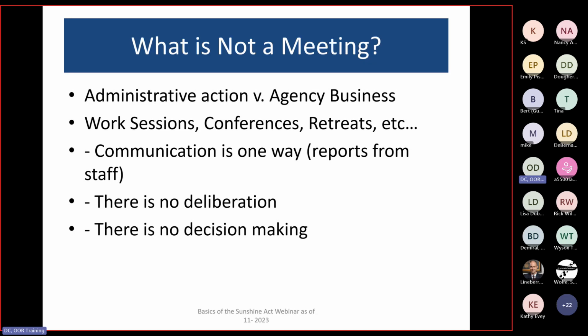But then they will also have work sessions. And a work session is where the communication is primarily one way. The board will gather, and then the superintendent, the assistant superintendent, principals, deputies, assistant principals, and the like, all make presentations on matters that the board has an interest in. Maybe they're educating themselves so that they can make informed decisions when it does come time to make a vote.